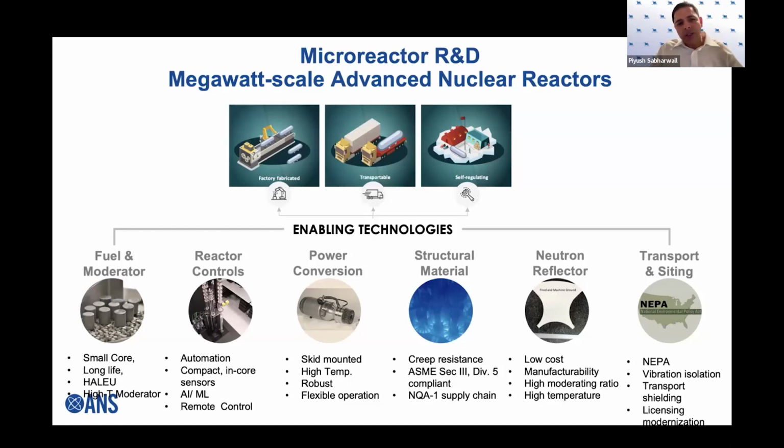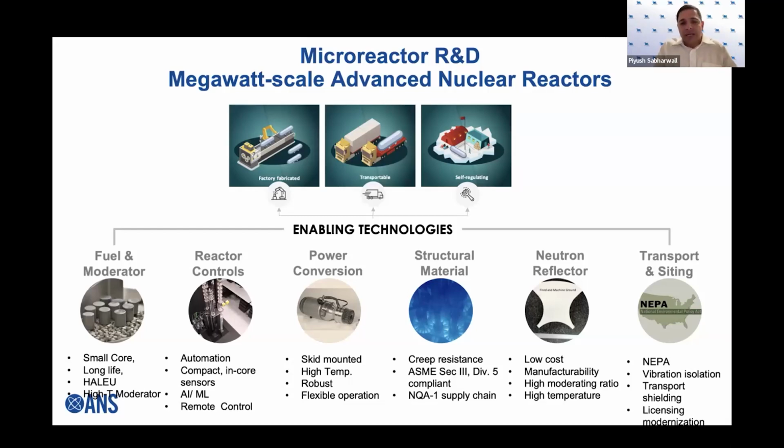Now, coming back to the technologies, if you think about these 6 enabling technologies, we're working in the fuel and moderator area, because the fuel that people are looking at for this is HALEU, which is between 5 and 19.75% enriched. And then we keep working on the moderator to make sure that we can achieve criticality with a small critical mass.